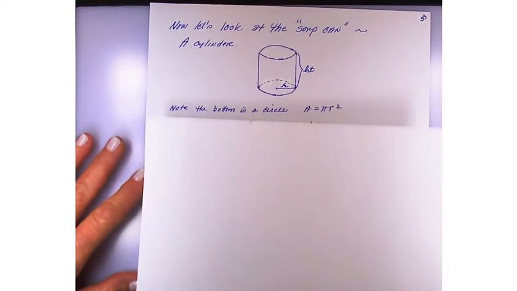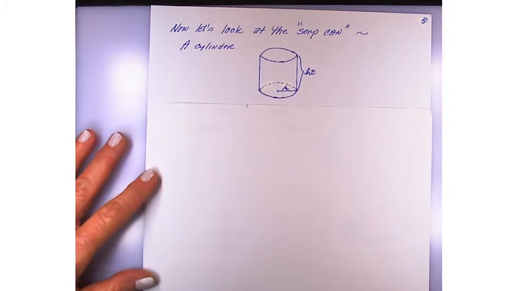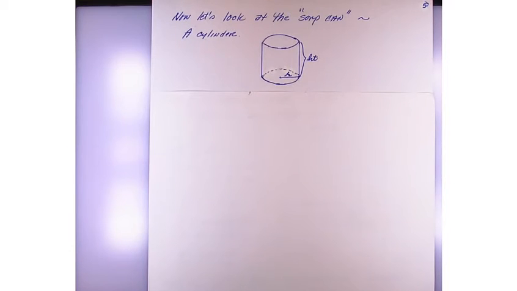The other very popular solid that we do is what I call my soup can. So it is a cylinder.